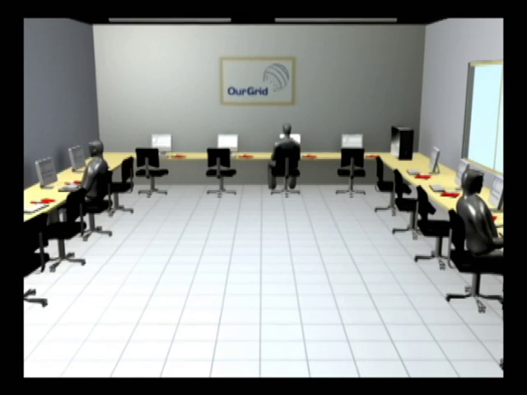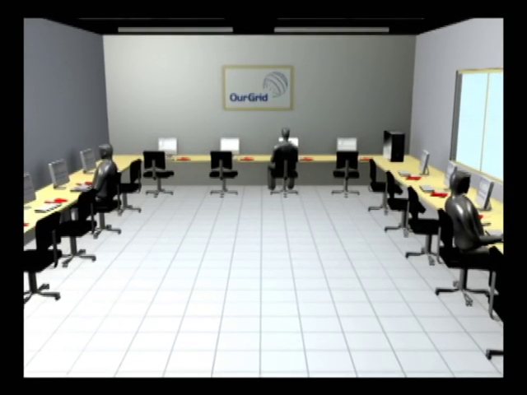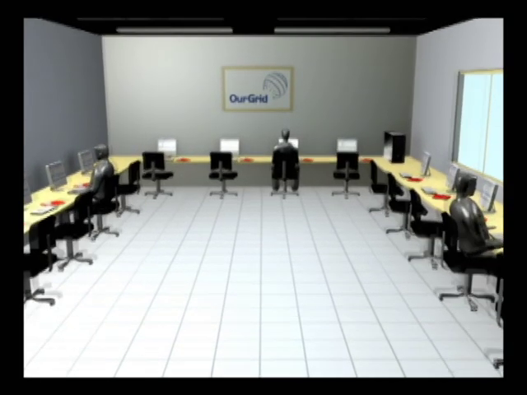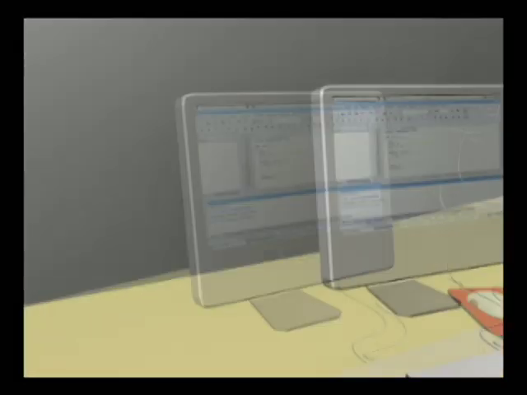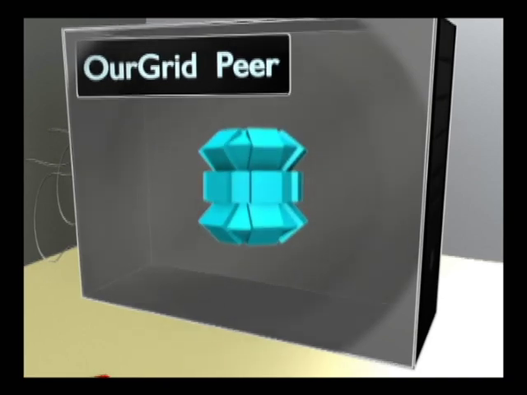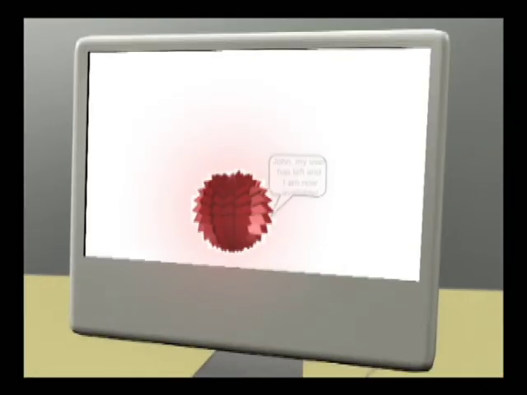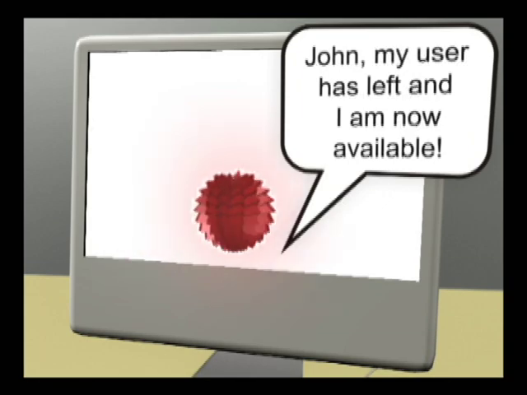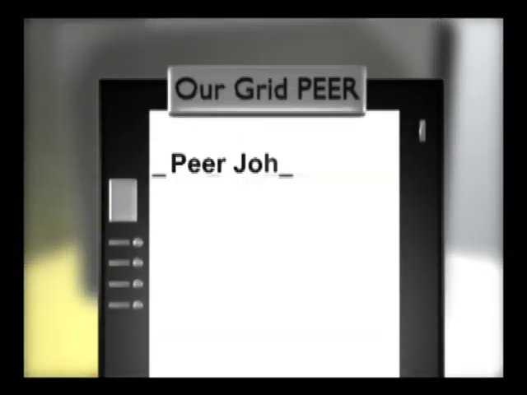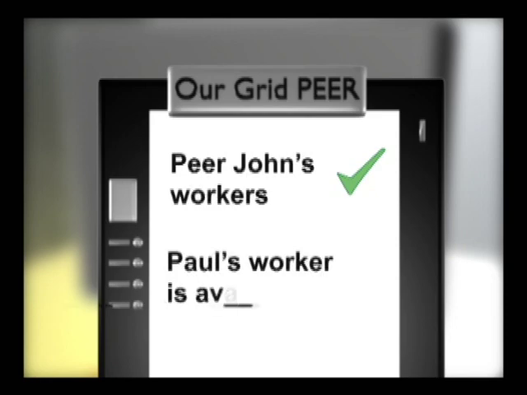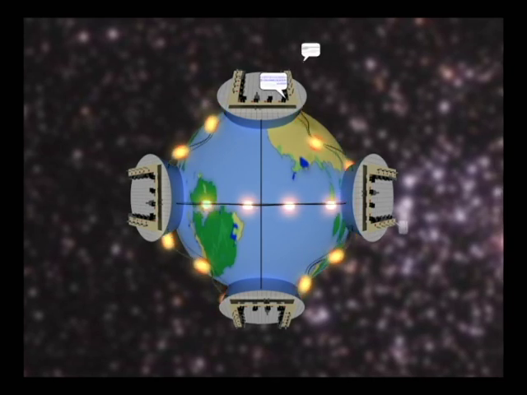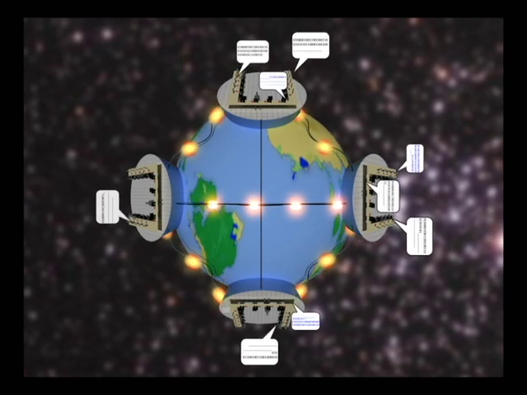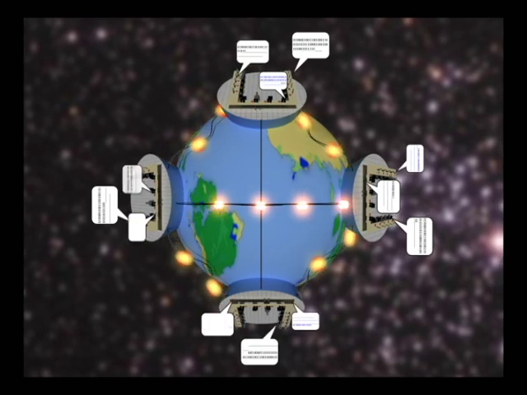In an OurGrid system, resources are organized in sites. Each shared resource runs a worker component that monitors the resource activity. Sites are managed by an OurGrid peer. Whenever a resource is idle, its associated worker notifies the peer. The peer is in charge of keeping this information. The peer is also responsible for interacting with the peers in the other sites so as to discover remote resources that may also be available.